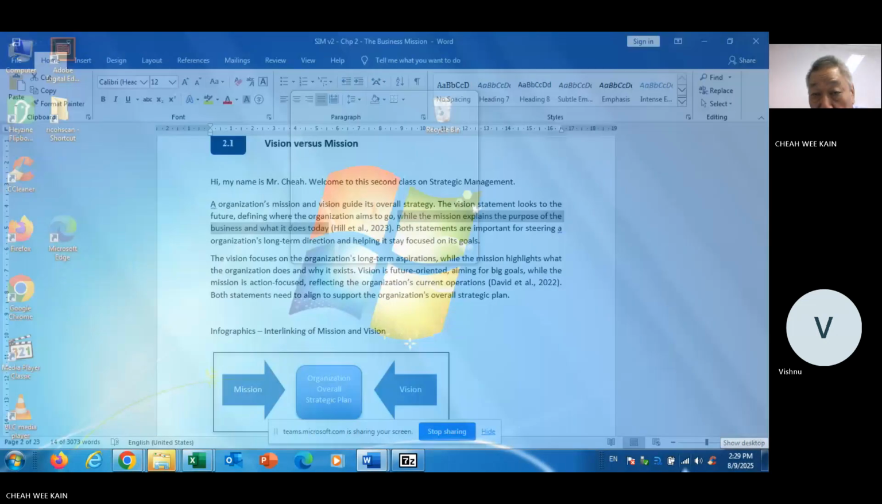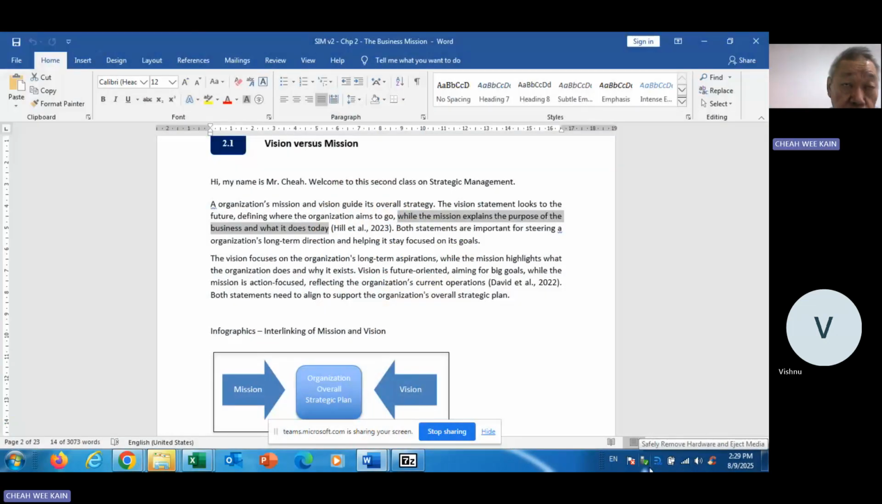So mission is the reason for your existence. Mission: why do you exist? Why does Coca-Cola exist? To supply drinks. But some companies have a very funny mission, to bring joy to the world. Like Disneyland, the mission is to bring joy to the world. What about their vision? Coca-Cola's vision maybe is to beat Pepsi in 10 years' time, or to increase sales, or to increase market share by a certain percentage. That is what they want to do in the future. So that's the difference.